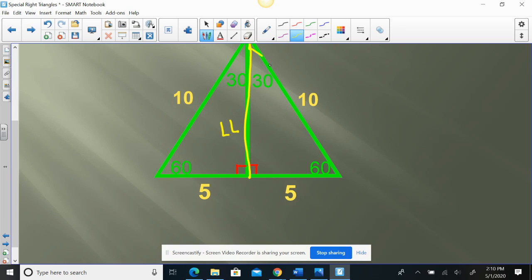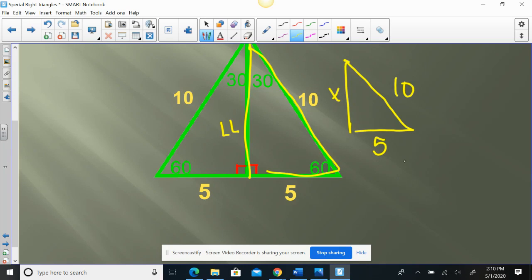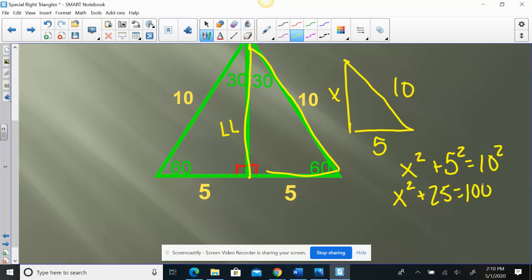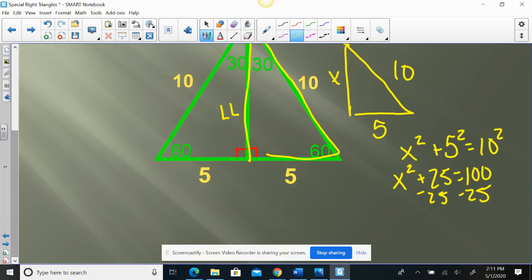So we're just focused on this part. I'll draw it again for you. So there's 5, 10, and here's my x. So a squared plus b squared equals c squared. x squared plus 25 equals 100. Subtract that 25. I'm going to need some more room down here. So we'd get x squared equals 75.